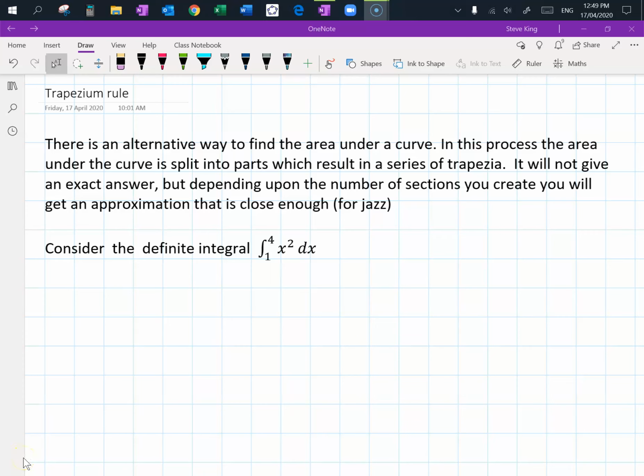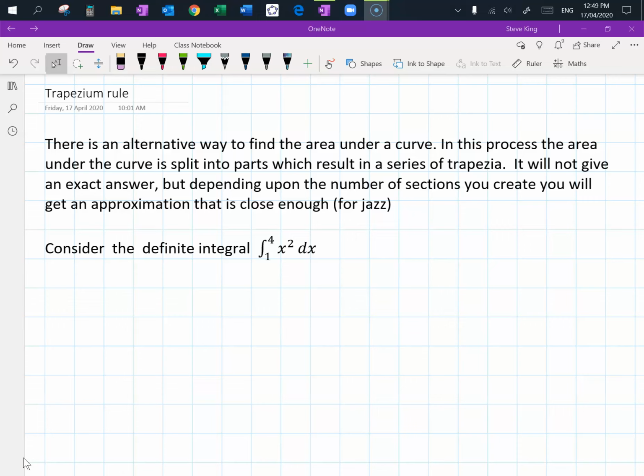Hi, in this video we're looking at the trapezium rule. Now, the trapezium rule is a way in which we can try and find the area underneath a curve by splitting up the area into a collection of trapezia, trapeziums next to one another. It's an inexact way of being able to get to an area, but it will give you at least an approximate answer to the area.